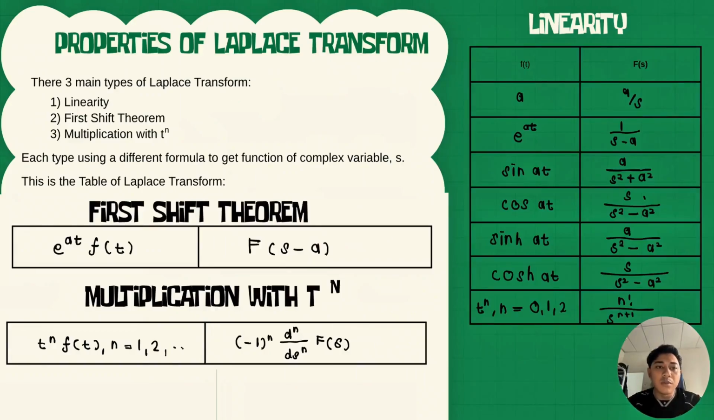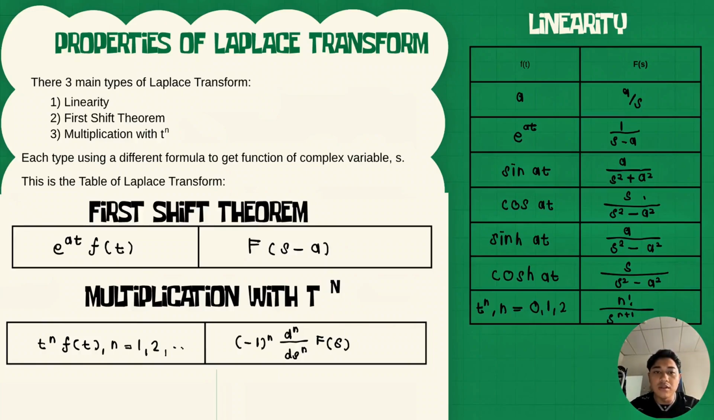Next, we go to the properties of Laplace transform. There are three main types of Laplace transform: first, linearity, first shift theorem, and multiplication with t^n. Each type uses a different formula to get the function of complex variable s. This is the table of Laplace transform.